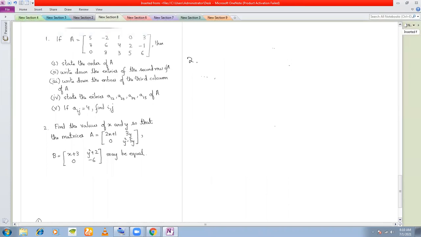Next question is find the values of x and y so that the matrix A is equal to this and B is equal to this are equal. Now see here, you have this matrix 2x plus 1, 3y, 0, and y square minus 5y. Now this problem looks a little easy, but you have to be a little careful in this problem. At which stage I'll just tell you. These two matrices are equal. That means the corresponding elements must be equal.